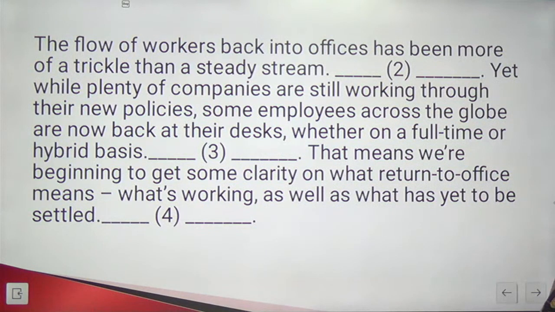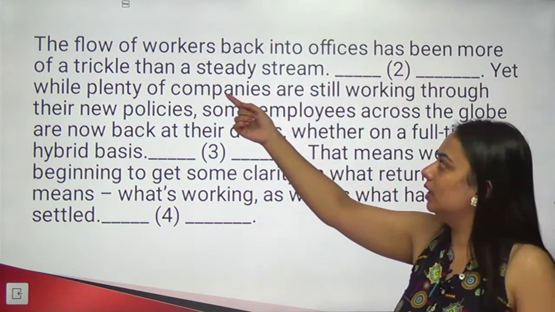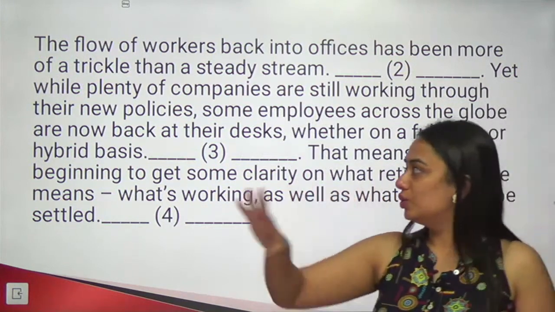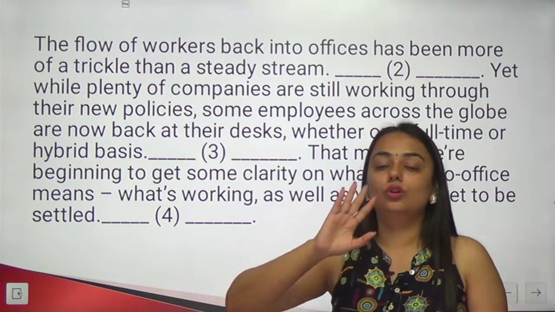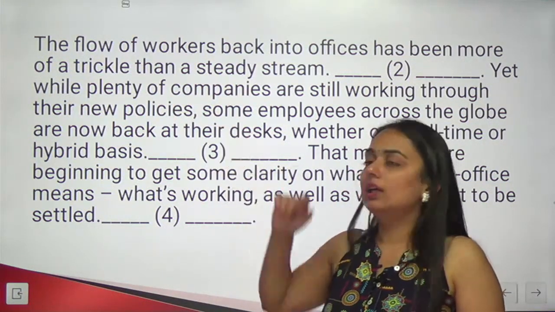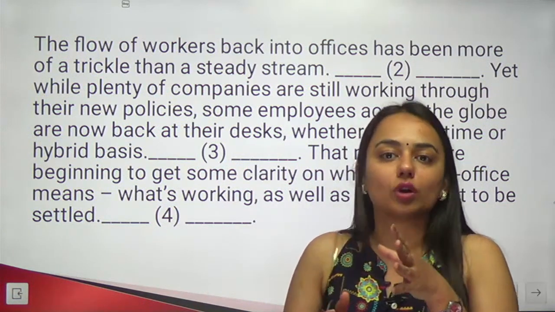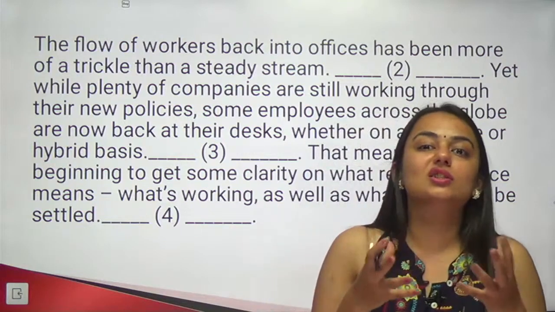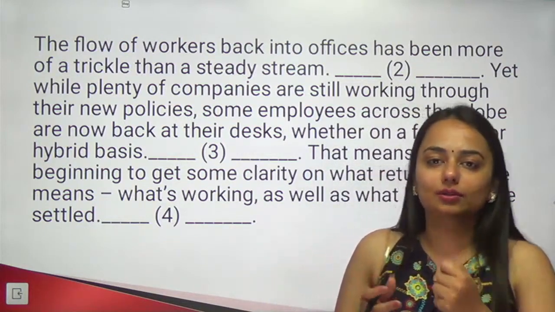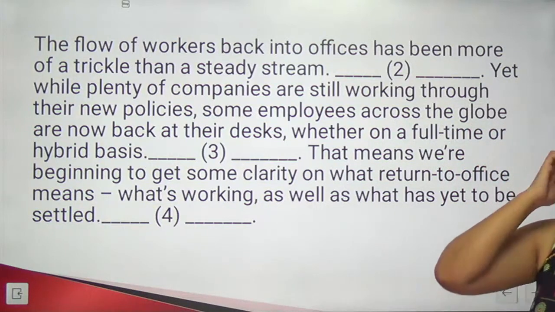Let's see this one now. You've already seen the first blank. The flow of workers back into office has been more of a trickle than a steady stream. Now, to understand the meaning of this word is very important to guess the right answer here. Trickle is a thin stream of water, you would say. So when the stream is not very fast, we call it a trickle. So you can say drop by drop.